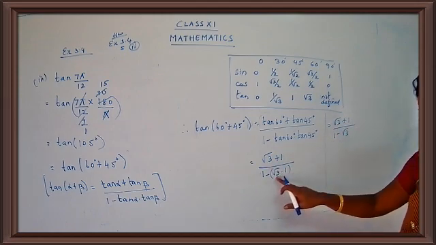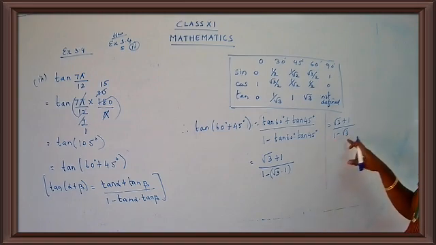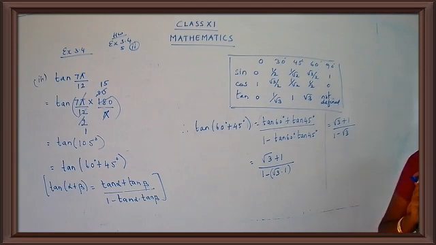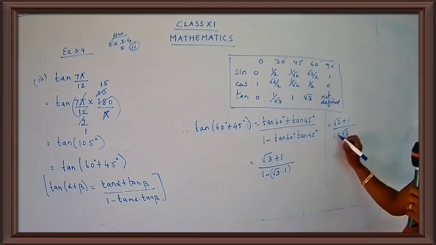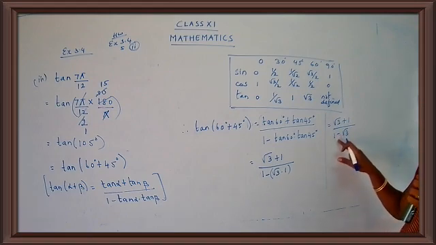How do you get root 3? Root 3 into 1 gives you root 3, so it's 1 minus root 3. I have told you that we never keep the root in the denominator, so you have to rationalize the denominator. Here this is 1 minus root 3, so you have to take the conjugate of it. What is the meaning of conjugate? Conjugate means you have to change the sign.